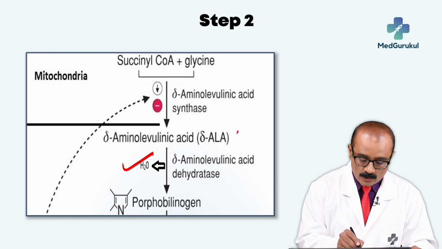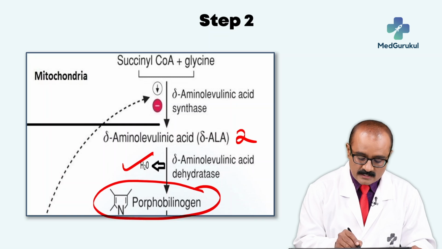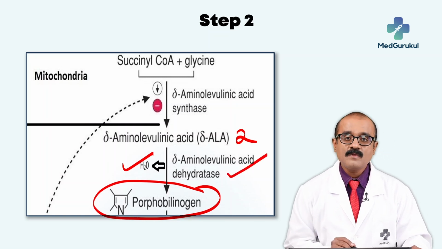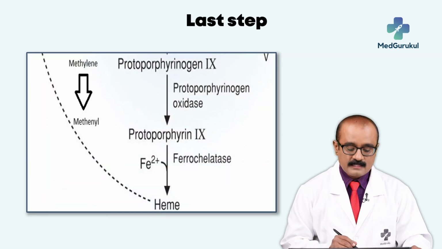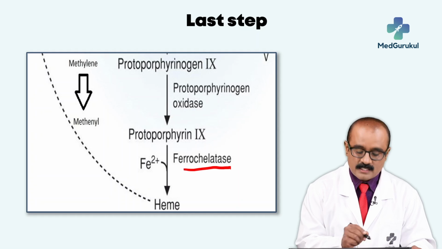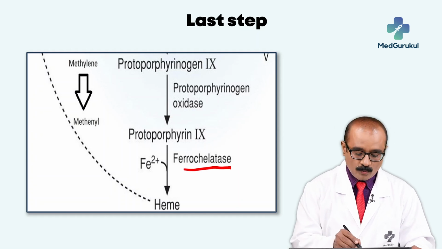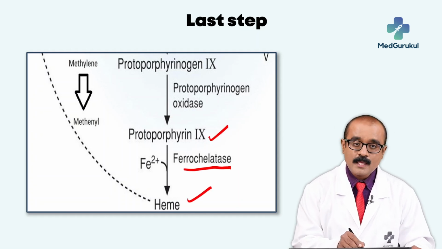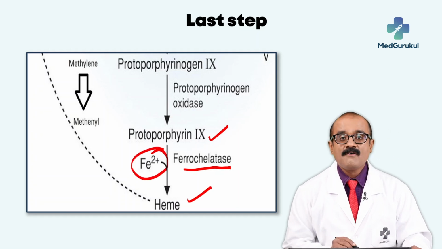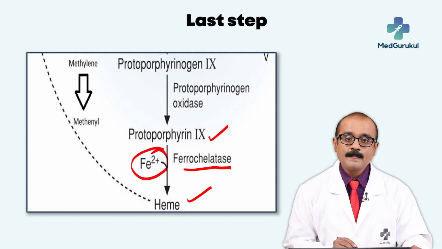Here two molecules of ALA combine together to form PBG. The enzyme is delta ALA dehydratase, which is involved in lead toxicity. The other enzyme involved in lead toxicity is the last enzyme, ferrochelatase. It converts protoporphyrin 9 to heme, incorporating ferrous iron into the heme.